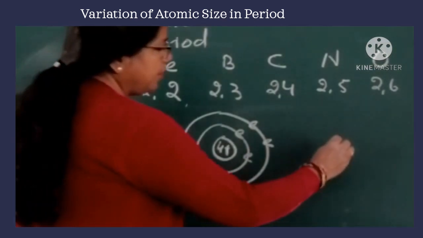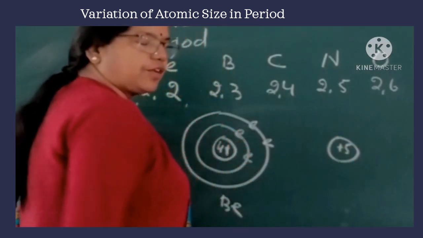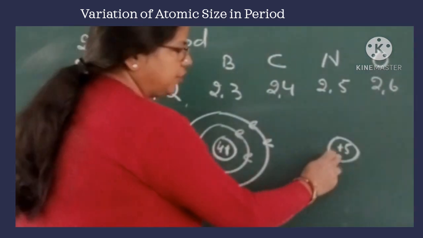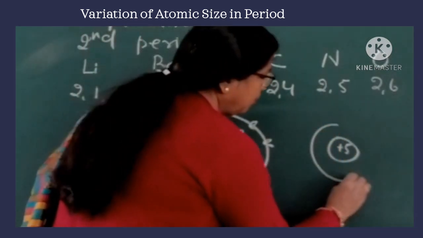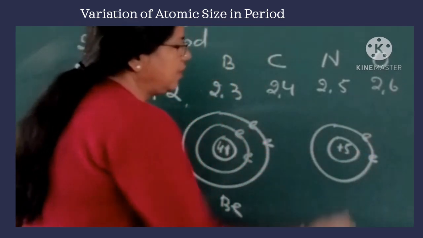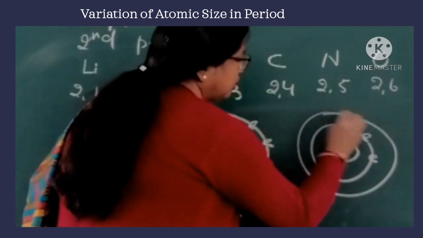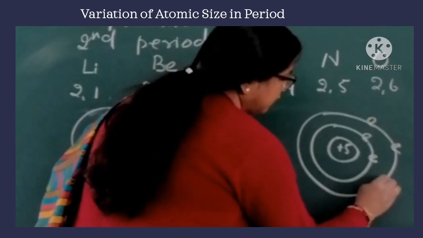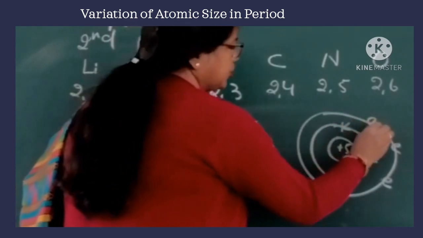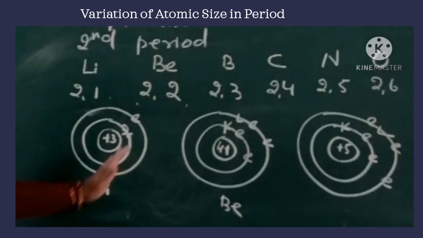Next, boron: 5 protons in the nucleus, 2 electrons in the K shell and 3 electrons in its L shell. K shell, L shell. So if you move from left to right, you can draw some more.